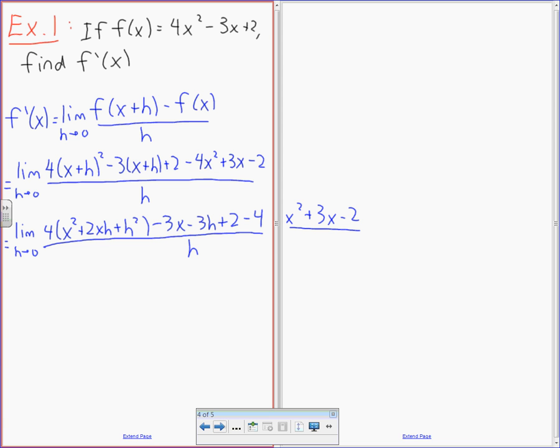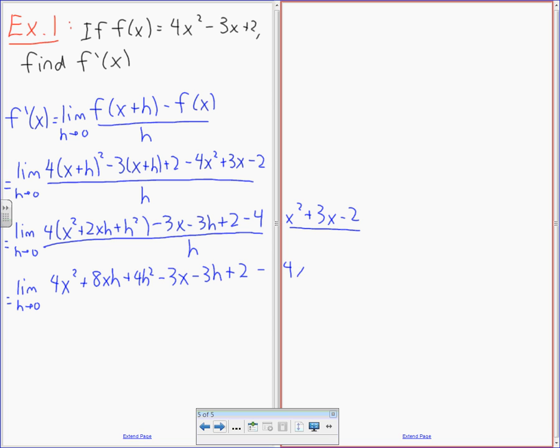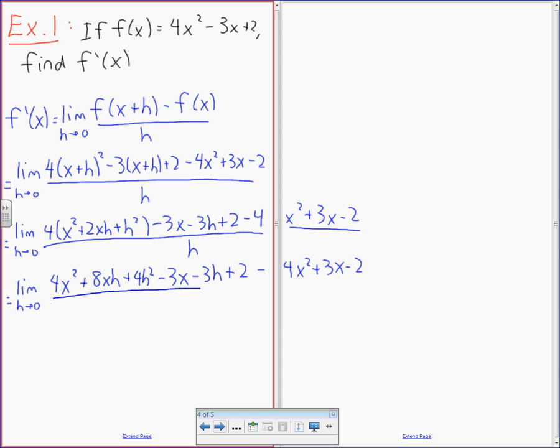That's a good point. What should happen is the f of x should cancel with the x terms here. So all those are hopefully going to cancel in a sec. I'm going to expand that out. That turns into limit as h approaches 0 of 4x squared plus 8xh plus 4h squared minus 3x minus 3h plus 2 minus 4x squared plus 3x plus 2, all over h.